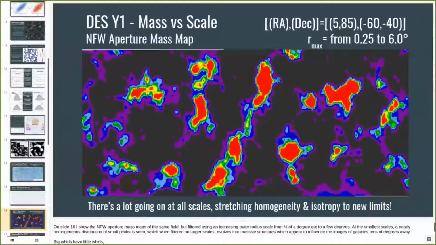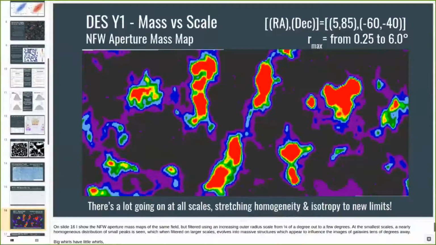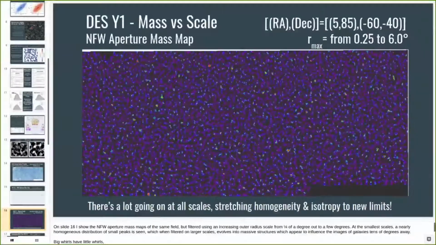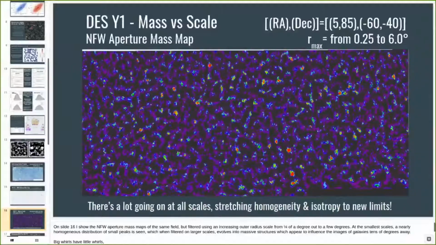On slide 16, I show the NFW aperture mass maps of the same field, but filtered using an increasing outer radius scale from about 1/4 of a degree to a few degrees.